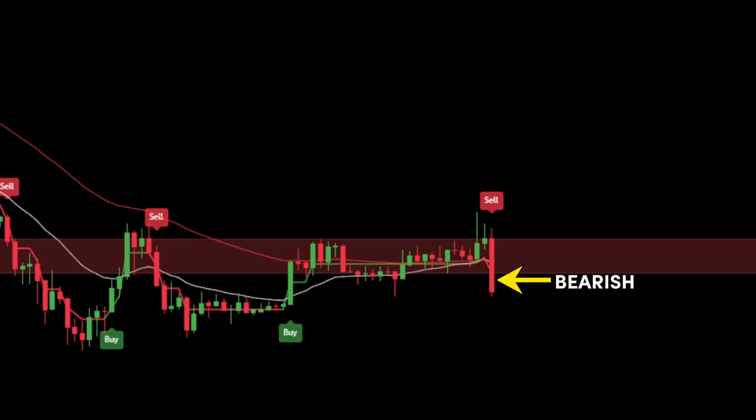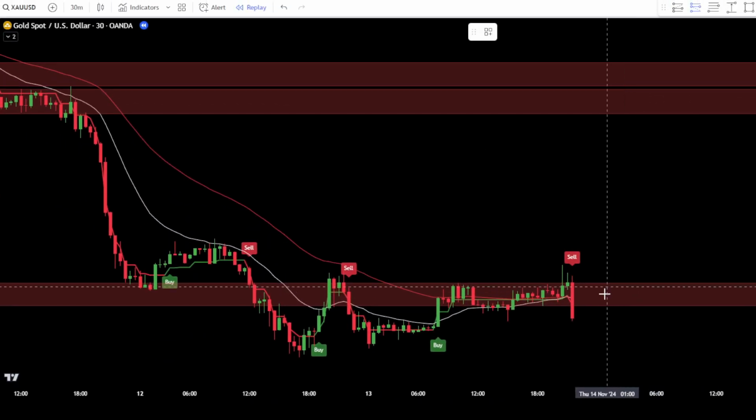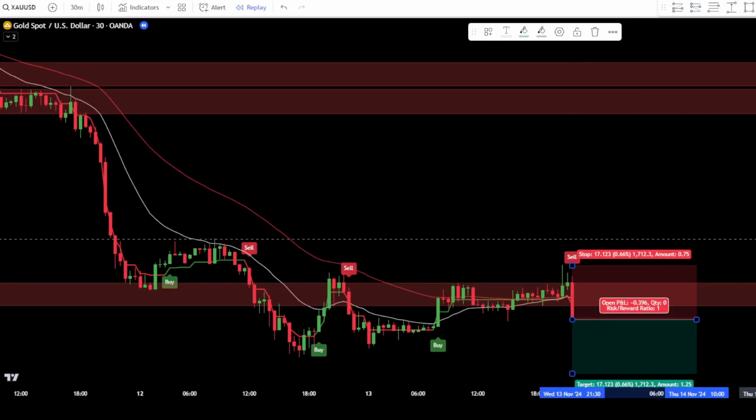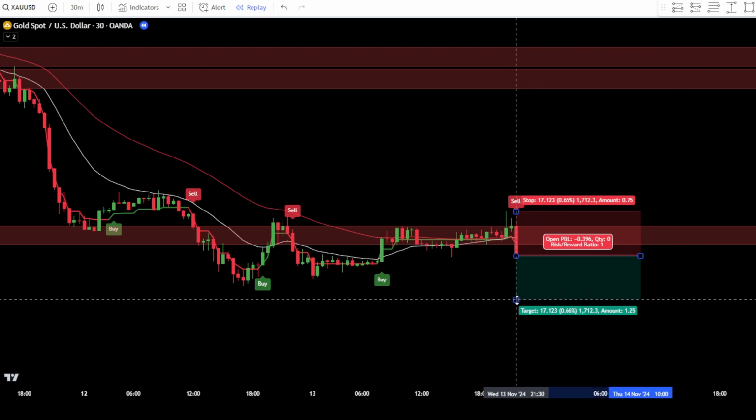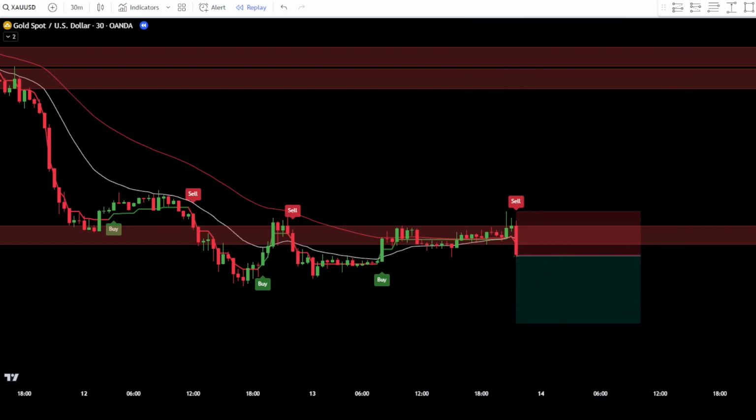Final confirmation: make sure the candlestick that forms is a bearish candlestick. Once all conditions are met, you can place a sell order after the bearish candlestick has closed. Place the stop loss just above the resistance line. Then, target the take profit using a risk and reward ratio of 1 to 1.5.